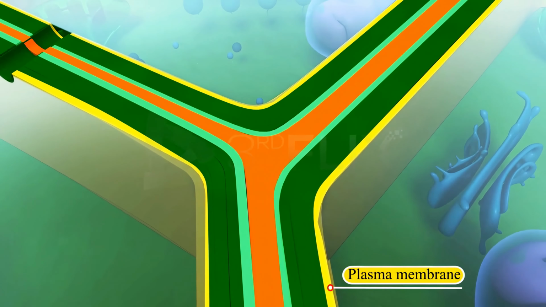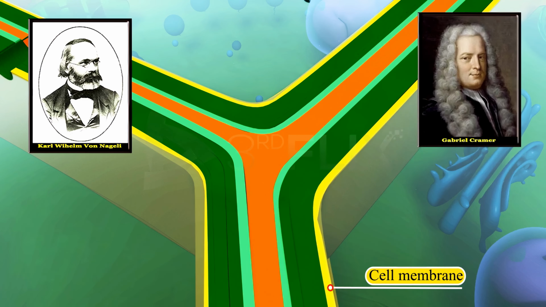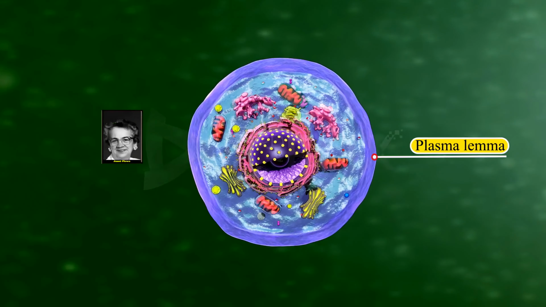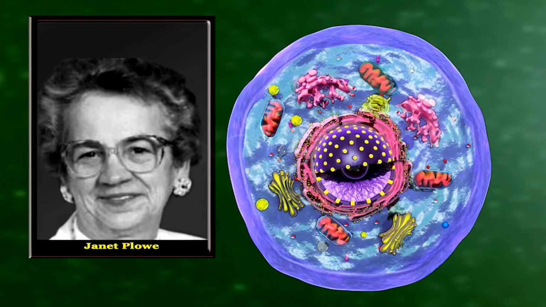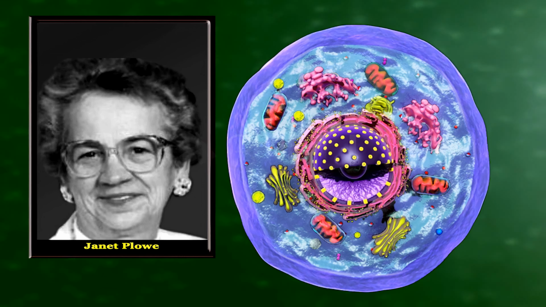Plasma membrane or cell membrane. The term cell membrane was coined by Nageli and Kramer. Cell membrane is also called plasma lemma, a term coined by Plowe. Plasma membrane is the outermost covering of the cell. It separates the contents of the cell from its external environment.